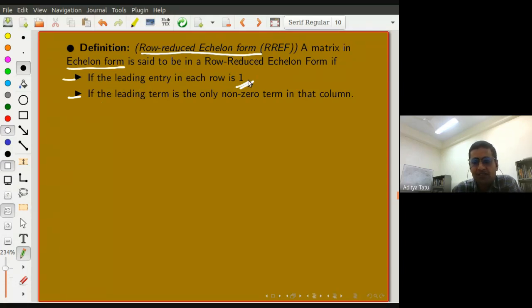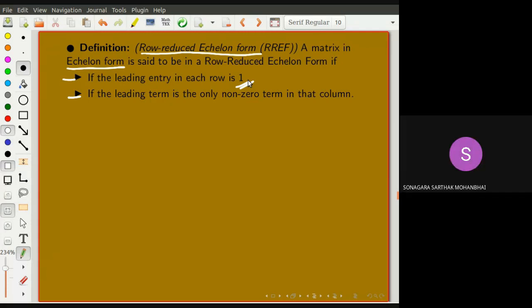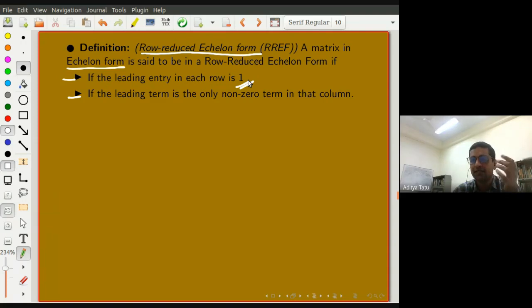How will you get this? Using elementary row operations, is it possible to do this? We can divide a row by some number, which is the leading entry. And remember once again, a leading entry by definition is non-zero, so dividing by that non-zero term is not an issue. So it's very easy to satisfy this condition. The second condition says that the leading entry is the only non-zero term in that column.